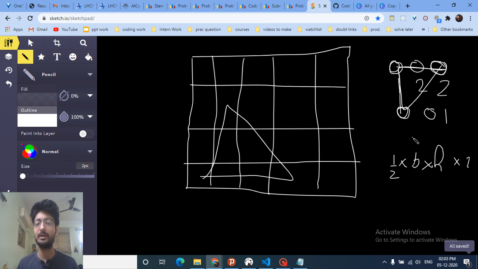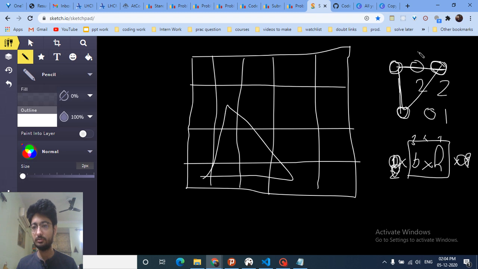Maybe this value can become 3 into 3 and thus it will get into fractions. So for avoiding that, we'll just have to multiply it by 2, such that we just have to return base into height. So we just have to calculate the base of this triangle and the height of this triangle. So the maximum area for 0 is, as you can see, this is 2, this length is 2, so 2 into 2 is 4. So for 0 the answer is 4.